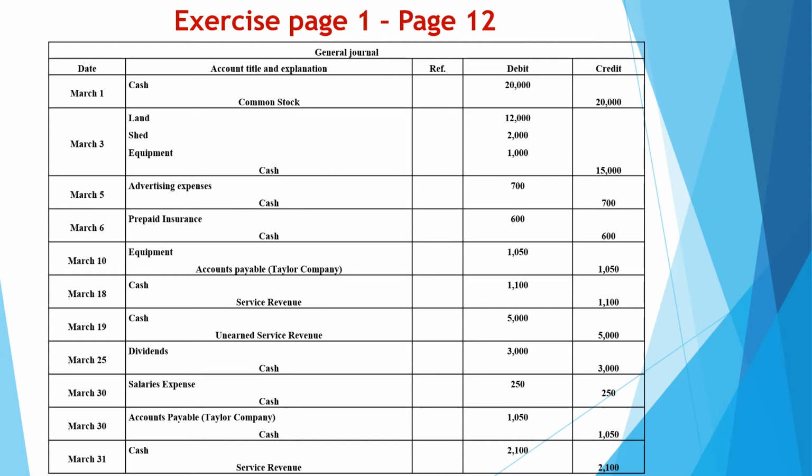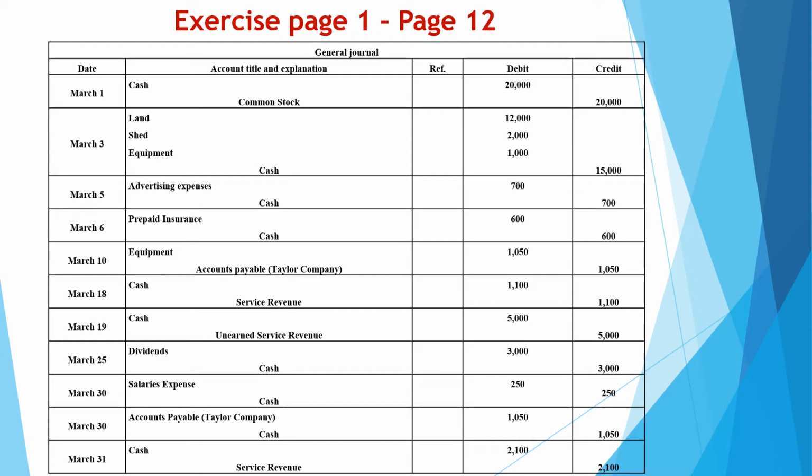Another transaction on March 30, paid Taylor Company in full. Taylor Company is our supplier when we purchased the equipment on March 10. So please refer to March 10. On March 10, we have the accounts payable in credit for 1,050. Now we have to pay this 1,050 to the supplier.